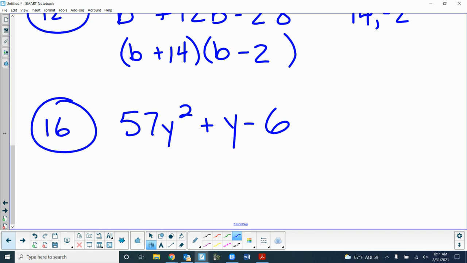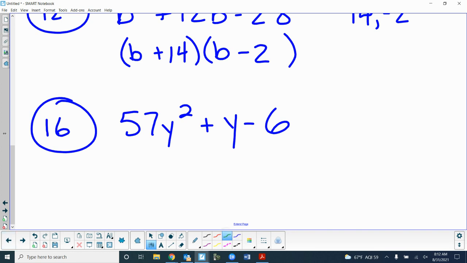All right, so is there a GCF? No. So, difference of squares, sum or difference of cubes? No. Are these both positive perfect squares? No. Regular trinomial, right? But A is 57, B is 1, and C is negative 6.